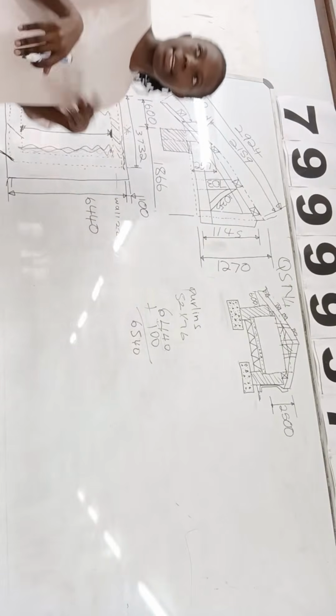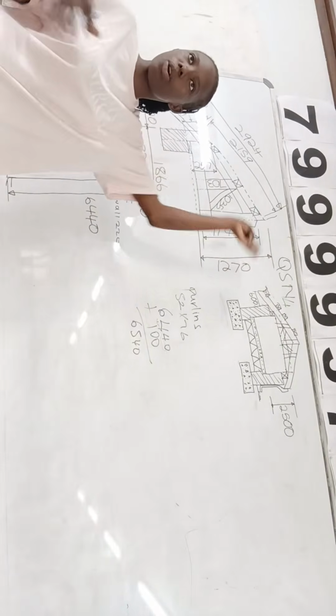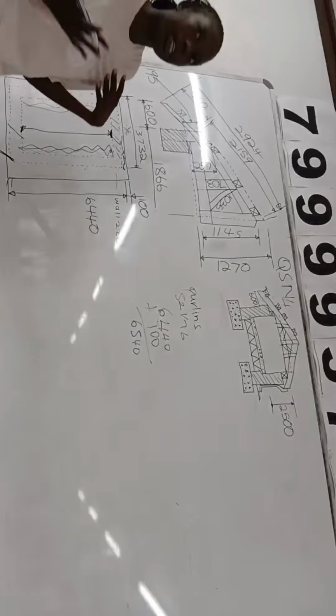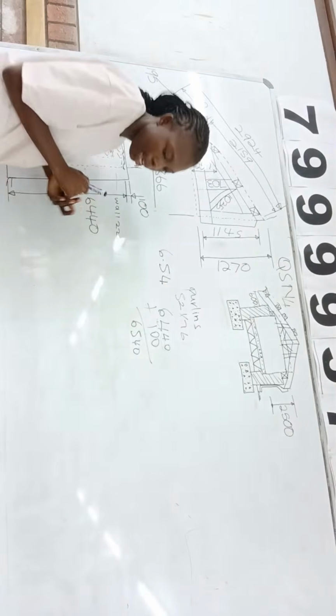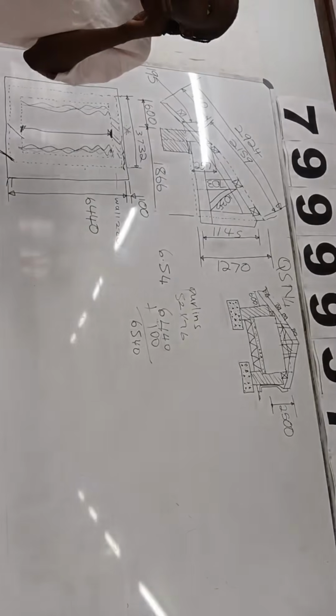Pay lines are external. You look at your diagram. Yes, they are external. Okay, so it's 6540. So if it's 6540, you count how many pay lines you have.